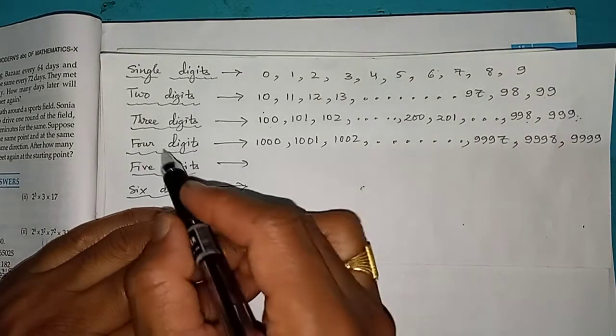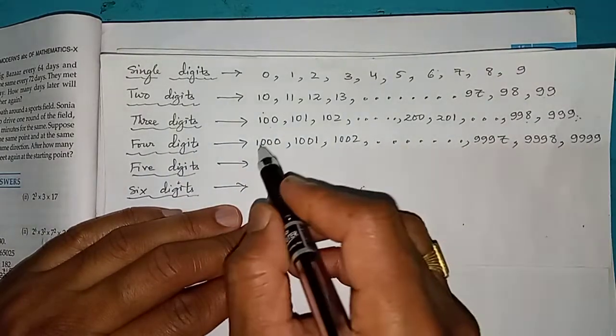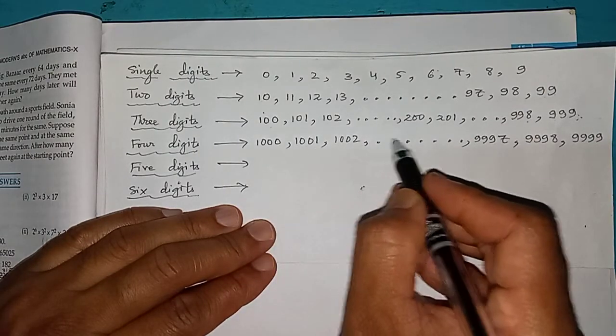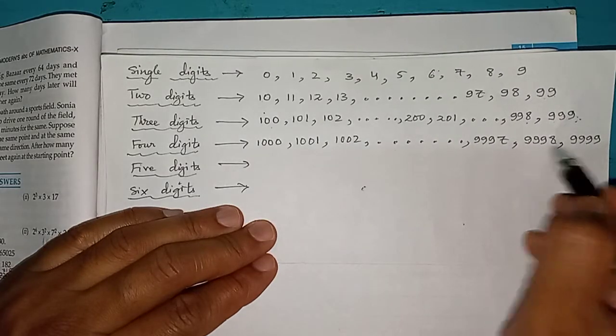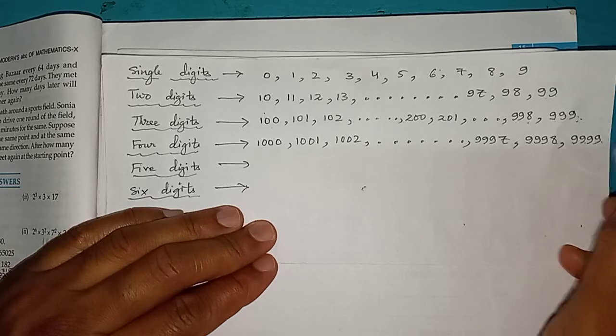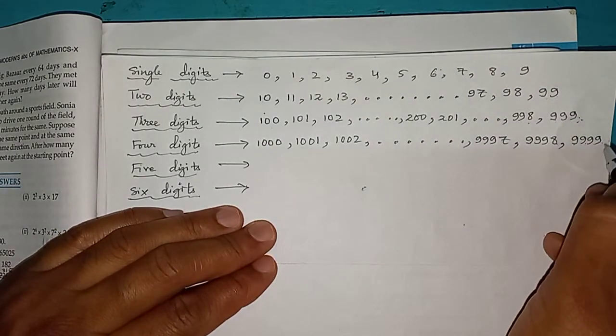And same way for 4 digits, the smallest 4 digit number is 1000, because after 999 comes 1000, 1001, 1002. Still here 4 digits, 4 digits, 4 digits. 9997 is 4 digits, 9998 is 4 digits, 9999 still 4 digits. That means the smallest 4 digit number is 1000 and the largest 4 digit number is 9999.